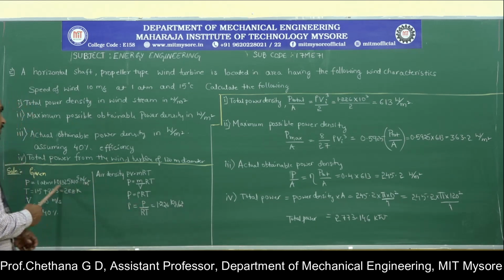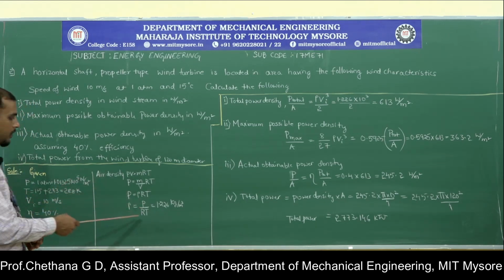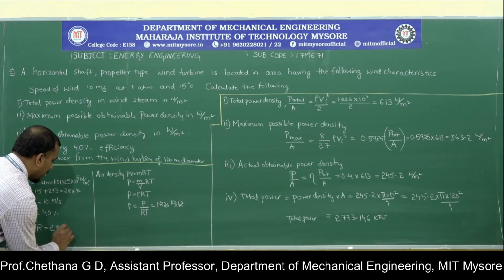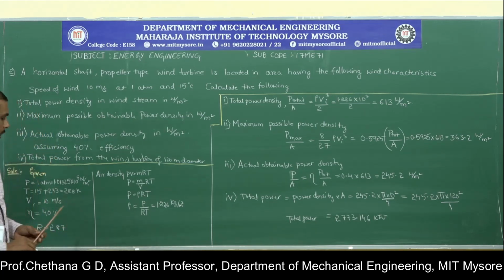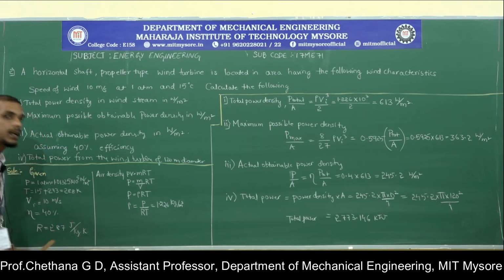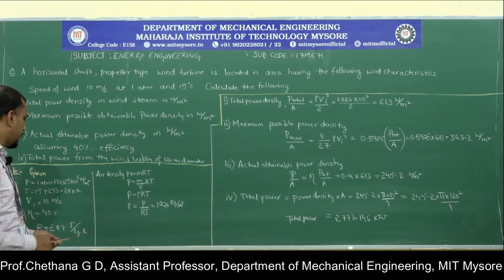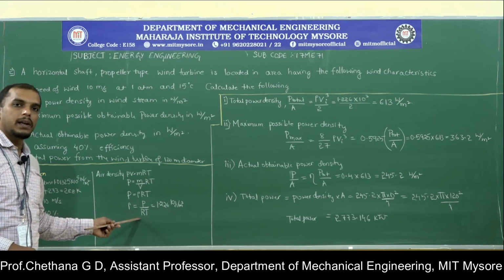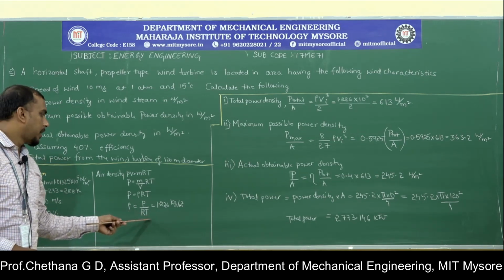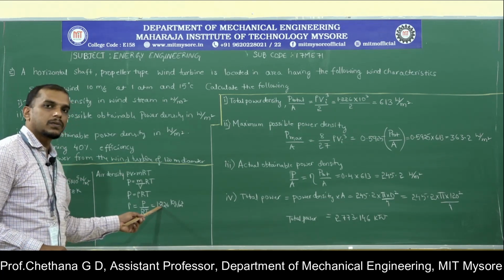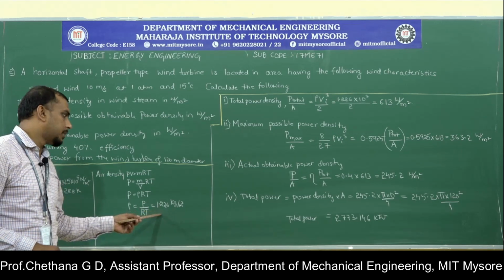Substitute pressure as this value. The R value, which we know for air, is 287. This need not be given to us because this value is the gas constant for air. R for air is 287 joule per kg Kelvin. So the R value is already known for air, temperature is given, calculate density, which you will get as 1.226 kg per meter cube.